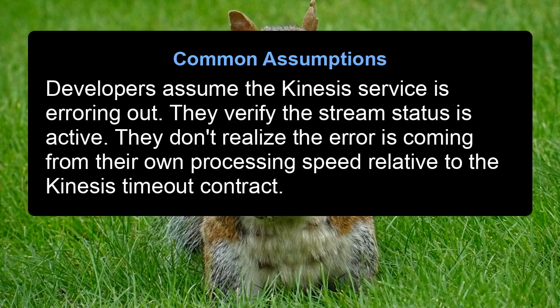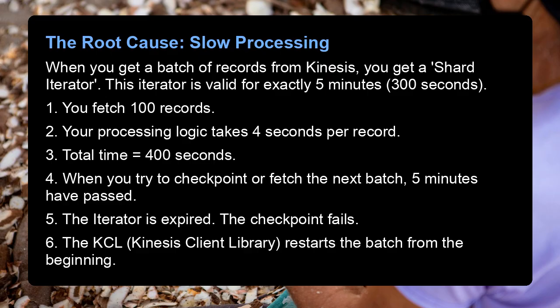Common assumptions. Developers assume the Kinesis service is erroring out. They verify the stream status is active. They do not realize the error is coming from their own processing speed relative to the Kinesis timeout contract. The root cause: slow processing. When you get a batch of records from Kinesis, you get a shard iterator. This iterator is valid for exactly 5 minutes, 300 seconds.